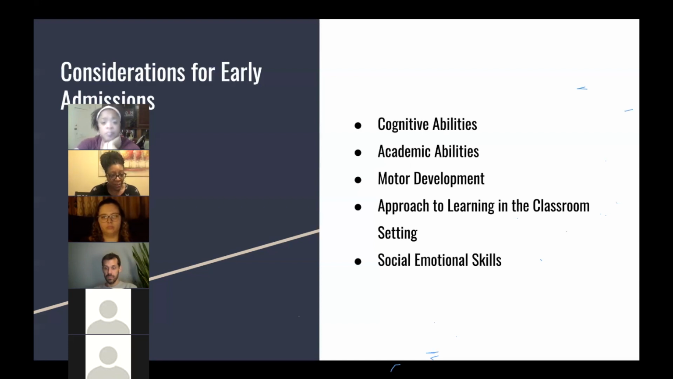And then we also want to think about social emotional skills. So making sure that students are really ready from a social emotional standpoint to think about being with a classroom that may be filled with students that are perhaps a year above their current age level.